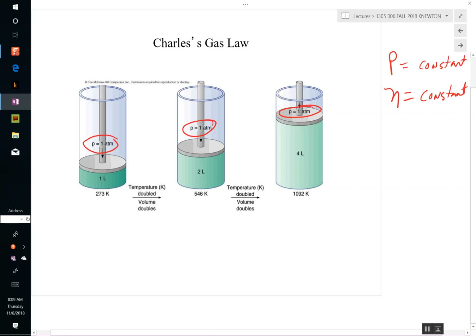He puts a certain amount of gas in to begin with, 1 liter of an ideal gas. And we don't even need to know what the gas is. He just has a liter of an ideal gas, and he's not going to let any of that gas escape. He's got an apparatus here that seals properly and doesn't let any gas escape or any other gas get in there. And what is he doing? He's changing the temperature.